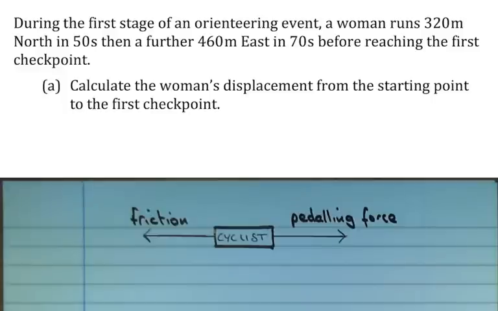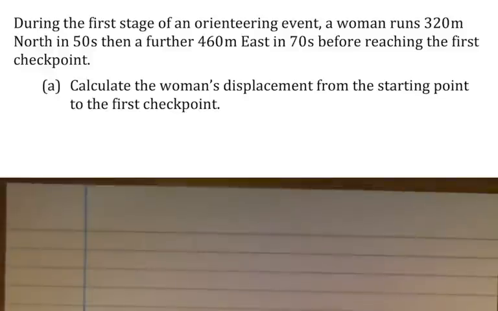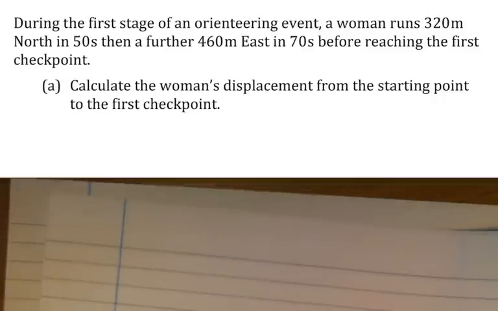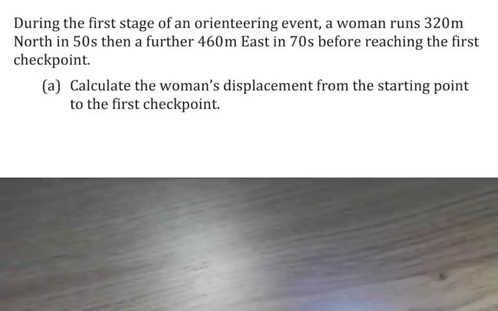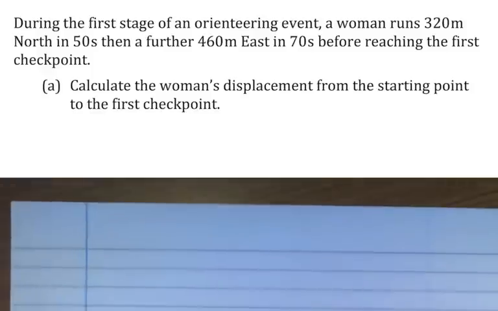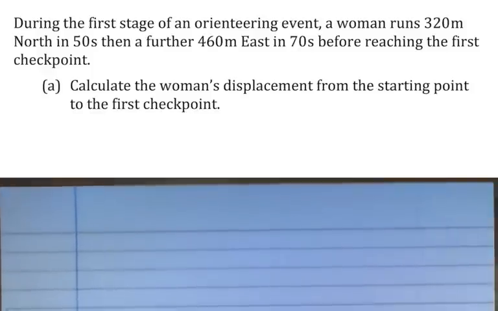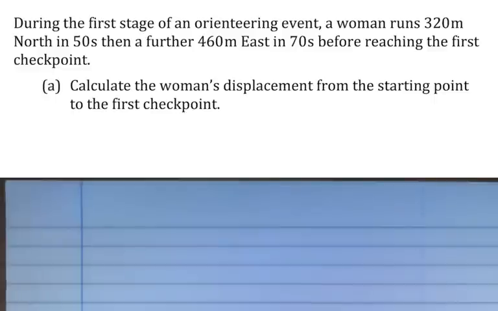And there we go. Now I will need a new piece of paper for this one, and we'll read the question. It says, during the first race of an orienteering event, a woman runs 320 meters north in 50 seconds. So 320 meters north in 50 seconds, then a further 460 meters east in 70 seconds before reaching the first checkpoint. And the question asks, calculate the woman's displacement from the starting point to the first checkpoint.